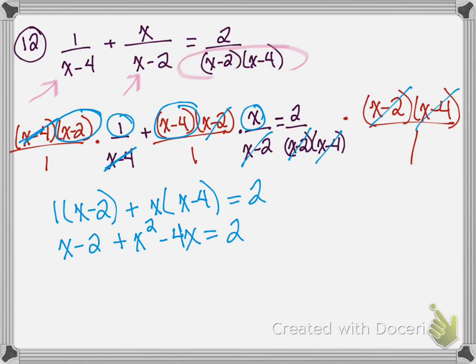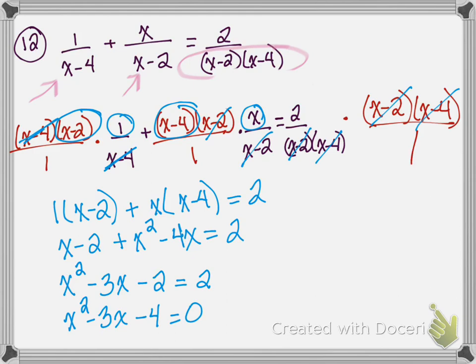So I've got x squared. So I'm going to take that x squared right there. Okay. Then I've got x and negative 4x. So that's going to be minus 3x. Okay. Then I've got negative 2. And that equals 2. So I've got to get this equal to 0. So I'm going to subtract 2 from both sides. So I'm left with x squared minus 3x minus 4 equals 0. Okay? Now at this point, because I've got it set equal to 0, I can go ahead and factor that. So my product is negative 4.